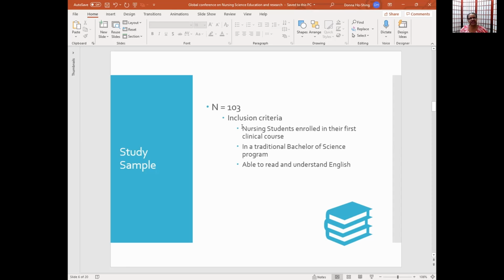The reason I studied these students in the first clinical course was that a lot of people look at academic success in terms of passing the NCLEX. So most people looked at seniors in college. And I wanted to figure out, was there a way that we could help students before they got to being seniors in school?